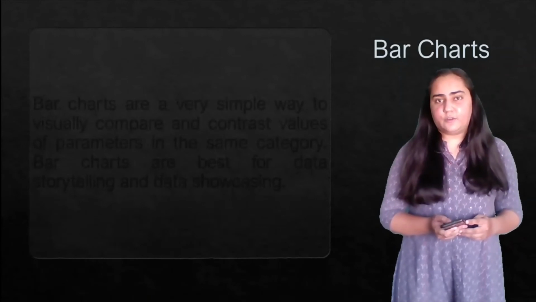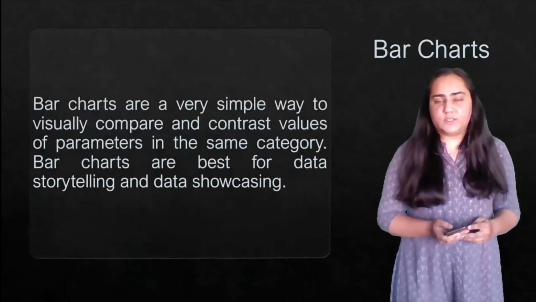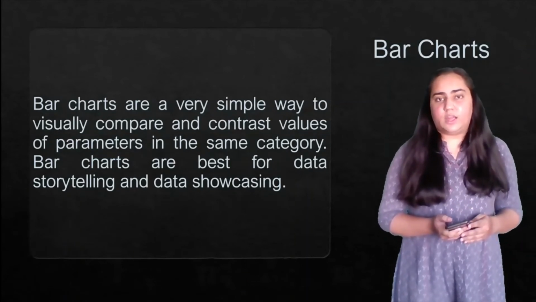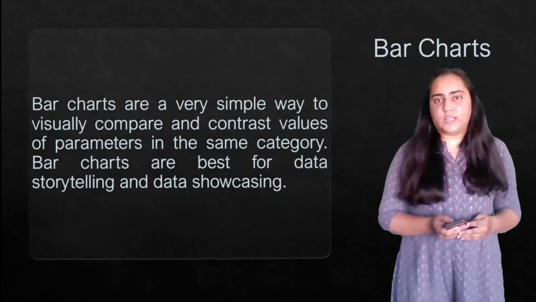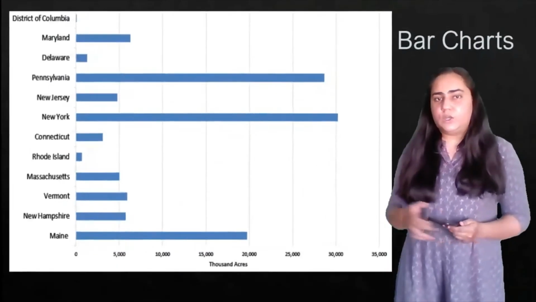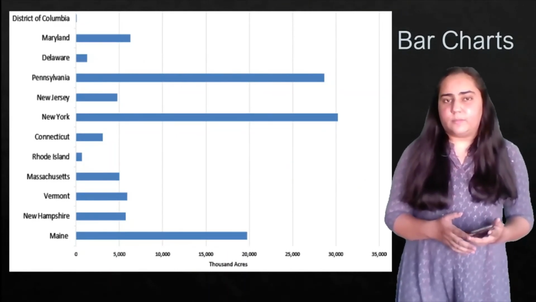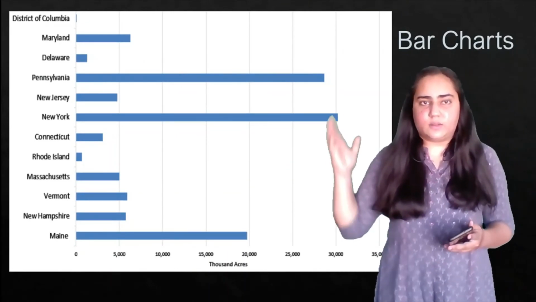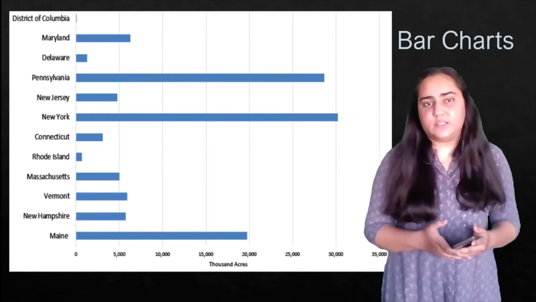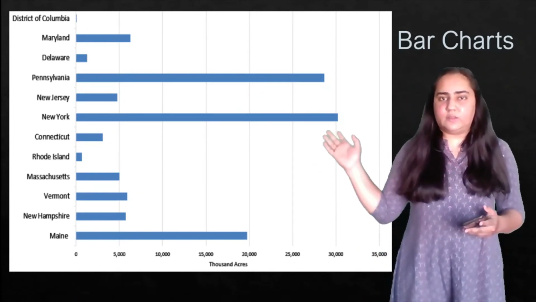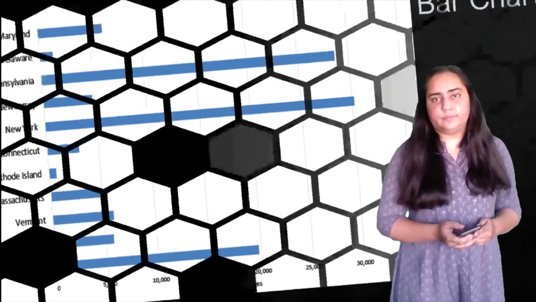The next we have are bar charts. Bar charts are a very simple way to visually compare and contrast values of parameters in the same category. And they are also best for data storytelling as well as showcasing. Here is a bar chart. This is what it looks like. You can see there's an x-axis and a y-axis. All the parameters are mentioned on the x-axis. And you can compare all the parameters with each other by seeing these bars that are created.